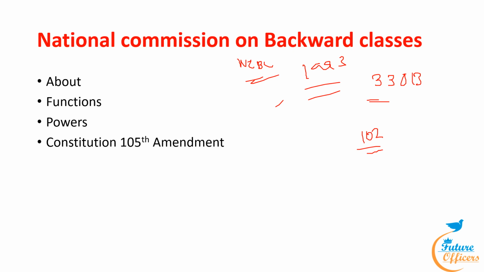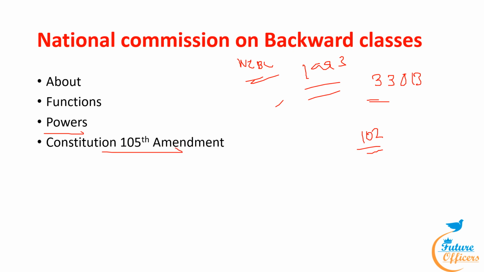Now, what are the powers? For investigation and inquiry into matters related to safeguards provided to SEBCs, the Commission is vested with the power of a civil court, having the authority to summon and enforce attendance of any person, discovery and production of any documents, receive evidence on affidavits, requisition any public record or copy thereof from any court or office, and issue commissions for examination of witnesses and documents. Now, what is the Constitution 105th Amendment?